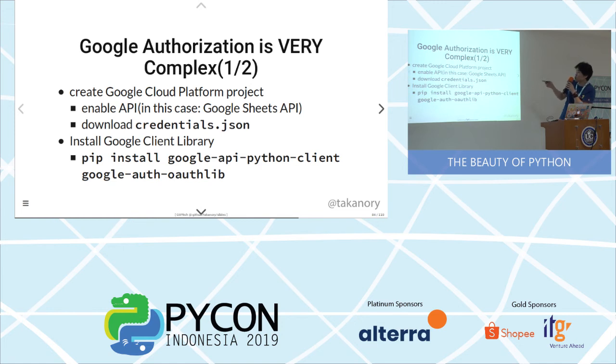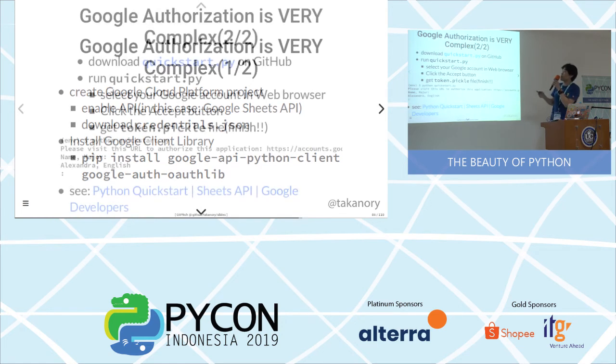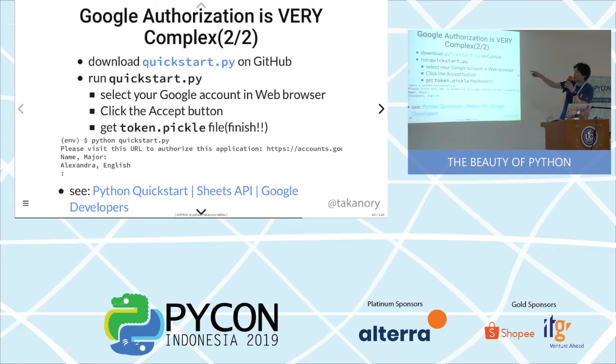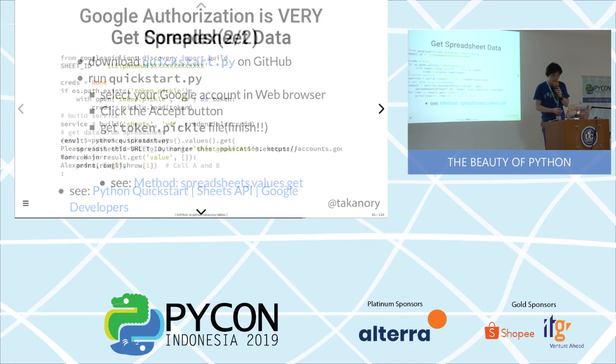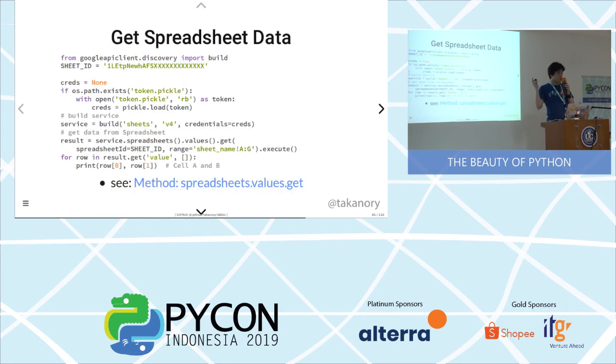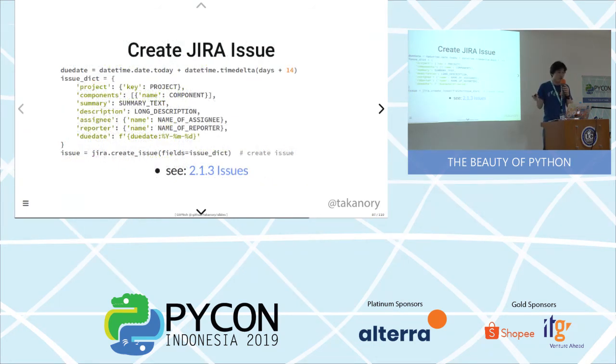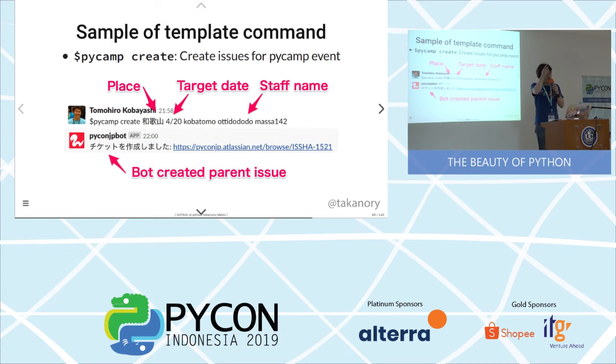Create a Google Cloud Platform project and install the libraries, and next download the quickstart.py file and run quickstart, and then the authorization, and at last you can get the token.pickle file. The token.pickle file is important. And this is a sample code for getting spreadsheet data with the Sheets API. And this is creating a JIRA issue with the JIRA API. This is a sample of the template command. This PyCamp command takes the venue, target date, and staff names. Then the bot creates 20 or more issues.